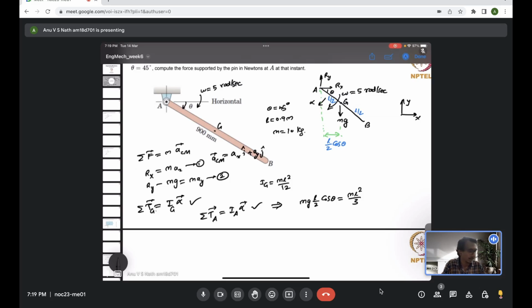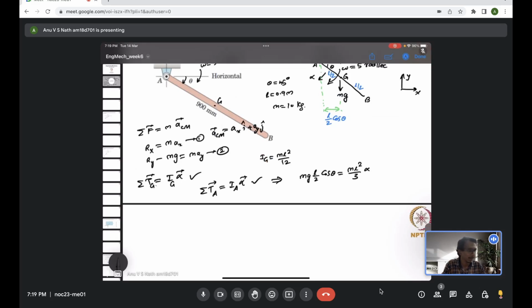So this is the value of I about A times alpha. Because I have chosen alpha to be clockwise in direction, I don't need to consider the sign, because both the moment and the alpha value are consistent with the sign convention I chose. Now if I solve for alpha, because that is unknown here, m will cancel, one of the L will cancel, so its value will be 3g by 2L times cos theta.